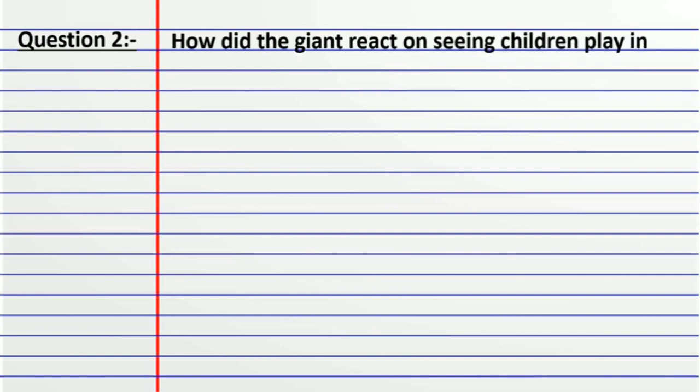Children, I hope all of you have done question 1. Now it's time to do question 2. And it says, how did the giant react on seeing children play in his garden? So children, let's go back to the story. What is the giant doing in this picture? Yes, in this picture he has returned from his friend's house.